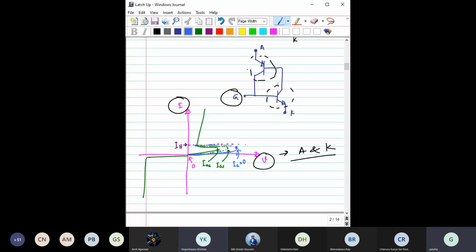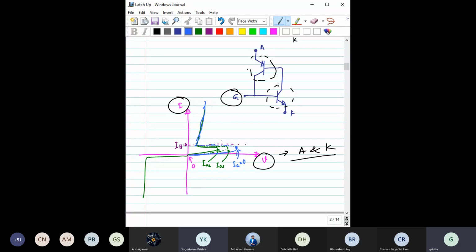All of a sudden, once you reach this point, there will be a sudden drop in the voltage, right? Are you getting my point? After that, if you further increase this V, then what will happen? The current will start rising very, very sharply, because now it is almost a short device.